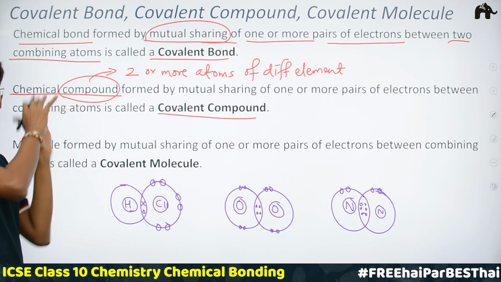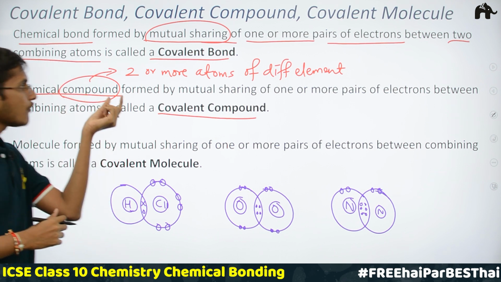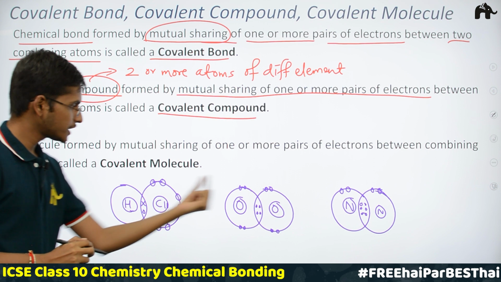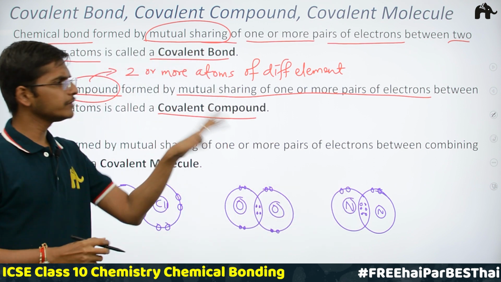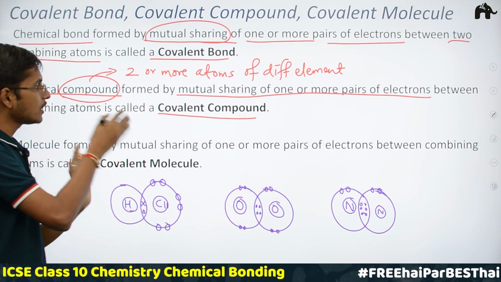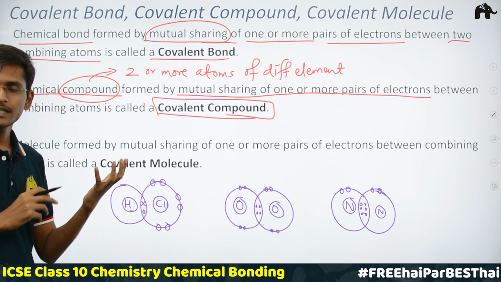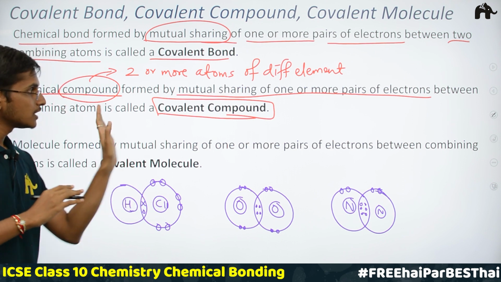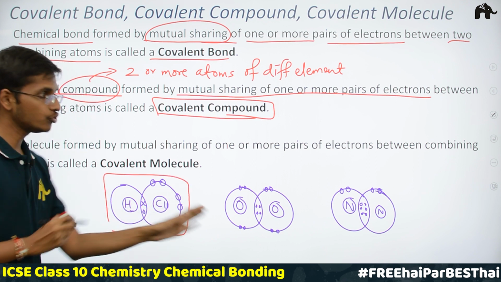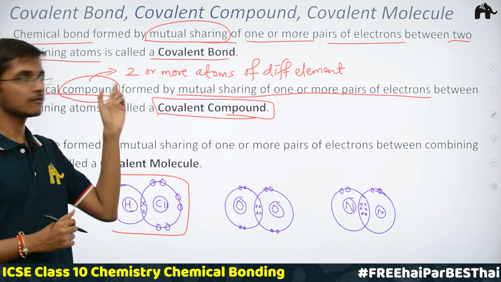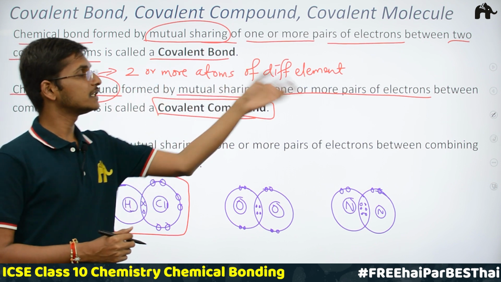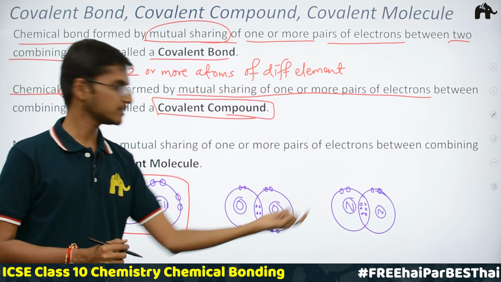Now let's move on again to the definition. A chemical compound formed by mutual sharing of one or more pairs of electrons between the combining atoms is called a covalent compound. Now pay very close attention, because the covalent compound in this case is just HCl. O2 and N2 are not covalent compounds. I told you this just to make you understand: a compound has two or more atoms of different elements. Here there are two atoms, but of the same element.